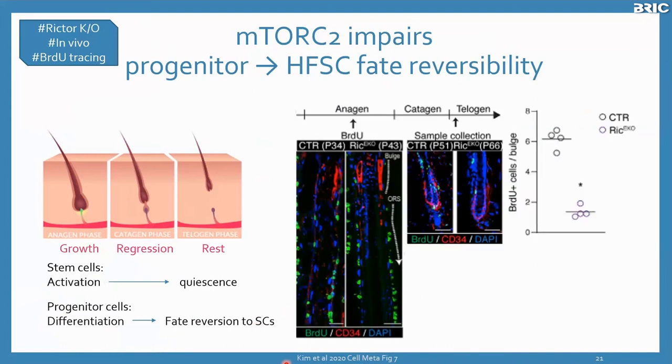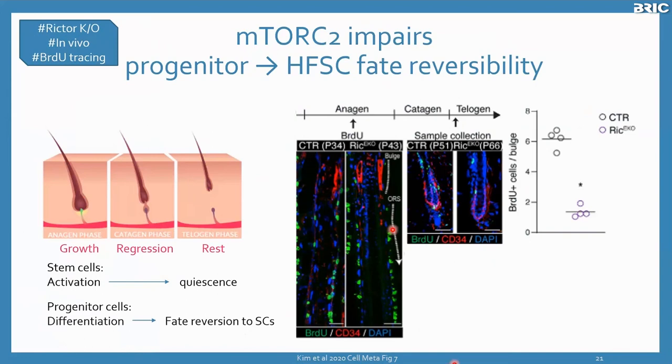In order to do that, I utilized BrdU. We know that when stem cells get activated, they become proliferative. So I can trace these stem cells by injecting BrdU. As you can see here, all the ORS cells, the green is the BrdU, are marked as proliferating and growing during an anagen phase.